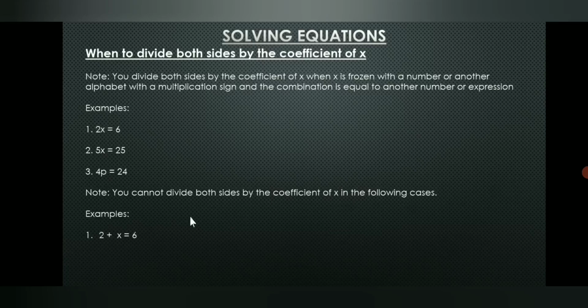In these examples, you have 2 plus x equals to 6. You cannot divide both sides by the coefficient because in the first place, 2 is not even the coefficient of x. Look at this one. 5 is not even the coefficient of x, so you cannot say divide both sides by the coefficient of x in this kind of scenario because it does not match this format. Okay, p is not coefficient of, 4 is not coefficient of p, so you cannot say divide both sides by the coefficient of p. It does not match this format.